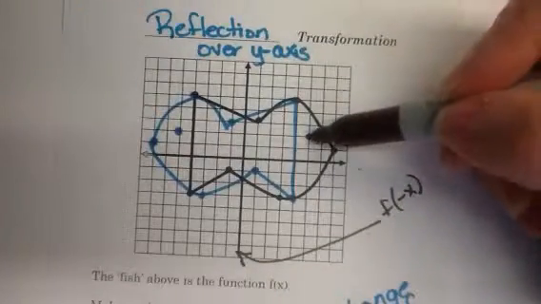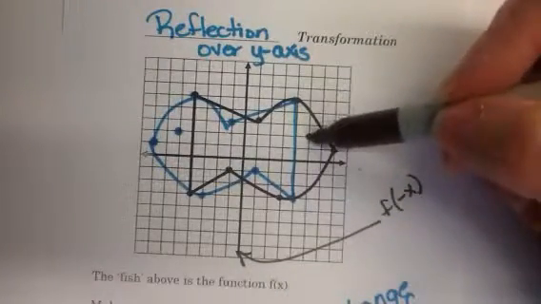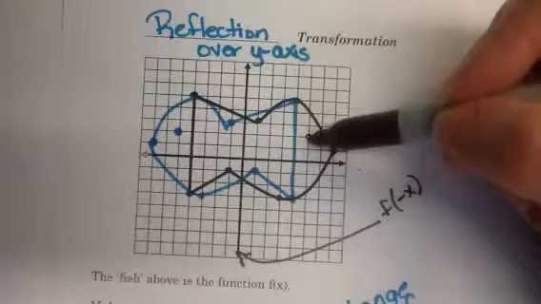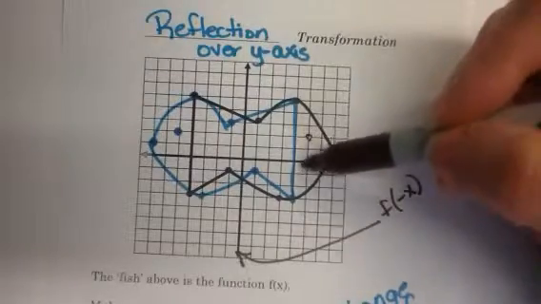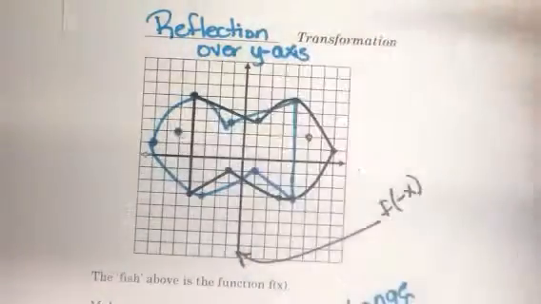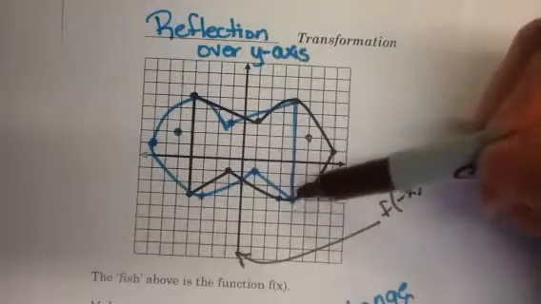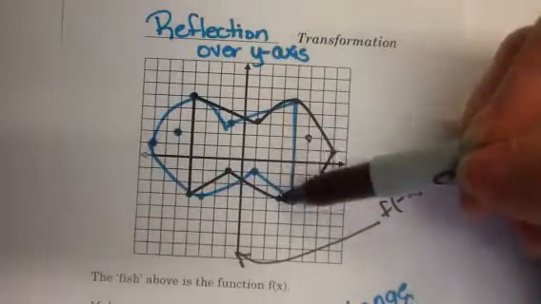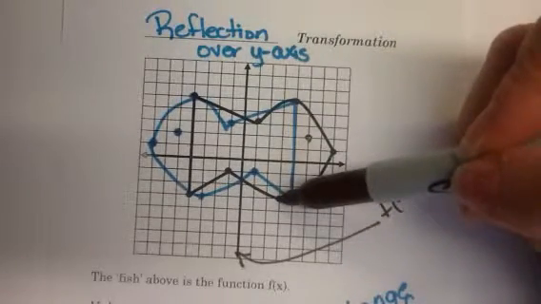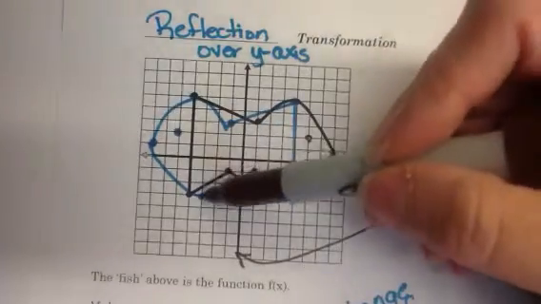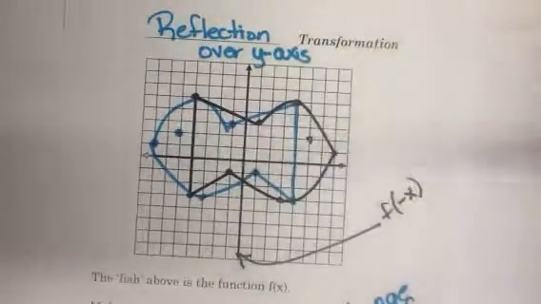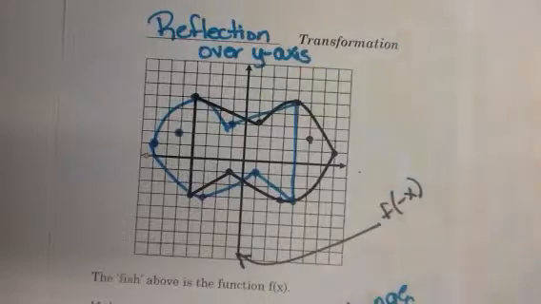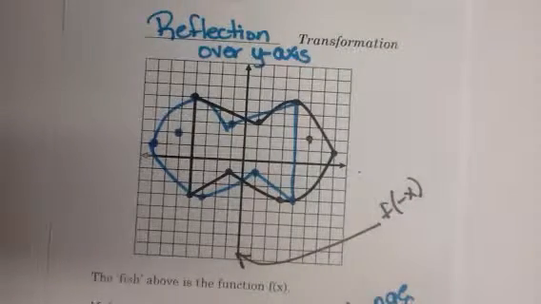So again, if we take the eyeball, we've got 5, 2. So instead of 5, 2, it's going to be -5, 2. So it just flips over here and up. Okay, so this point of 3, -3 is going to change to -3, -3. So it flips over the y-axis. Okay, so I hope that helps. Just a quick little video here.